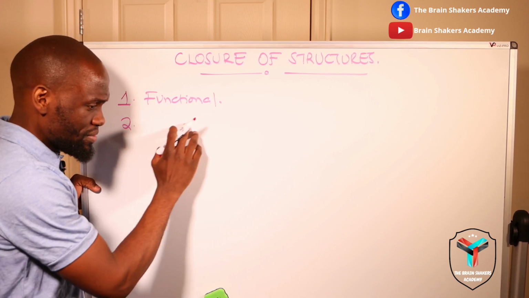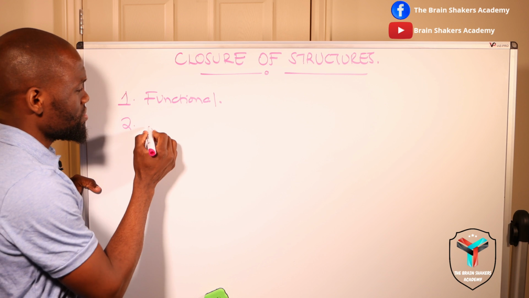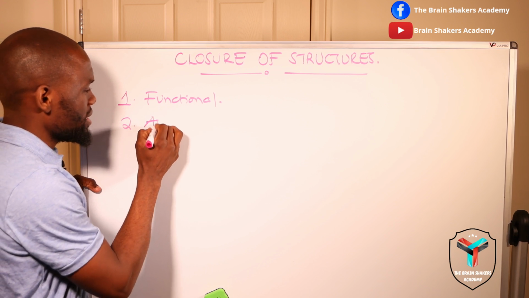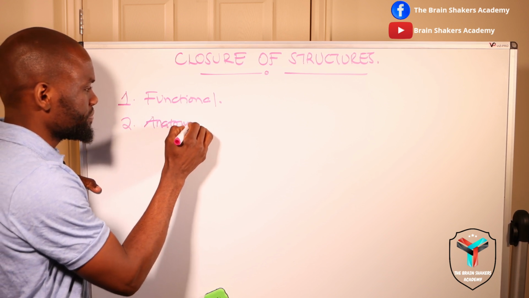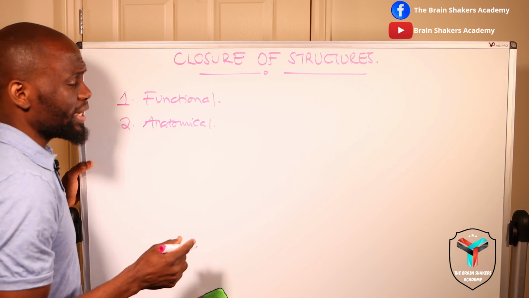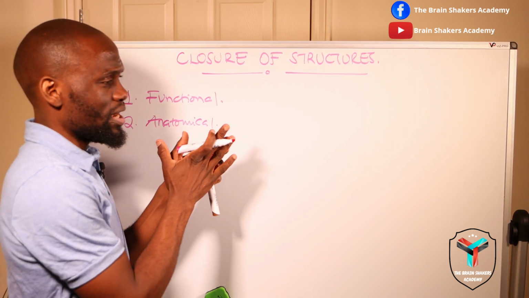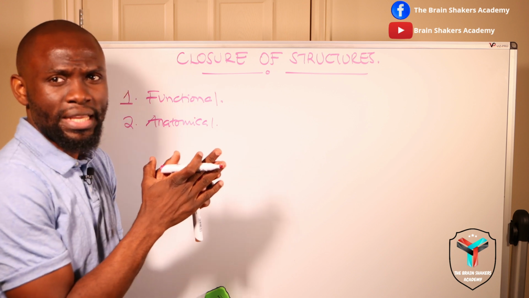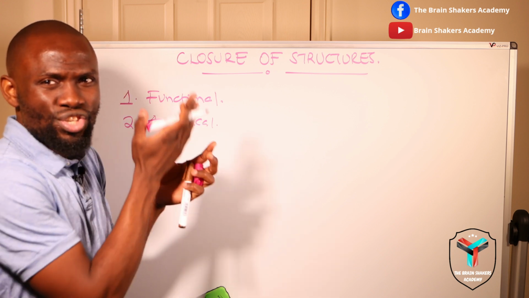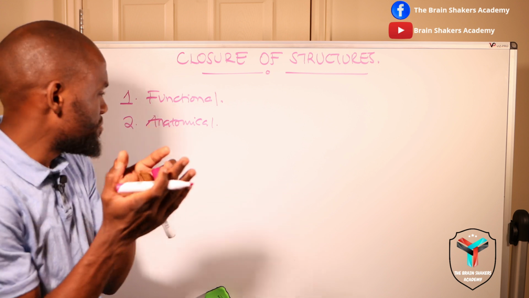And then after the functional closure, there is also what we refer to as anatomical closure. When we're looking at anatomical closure, this means that the part that had been created temporarily now has to transition and change into a different form.